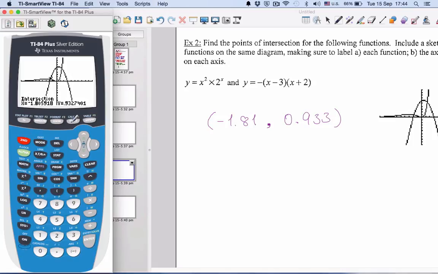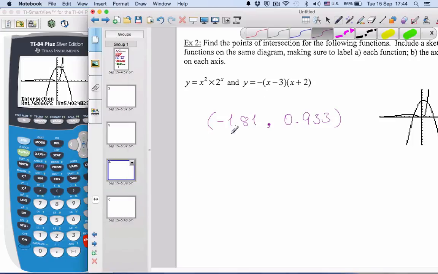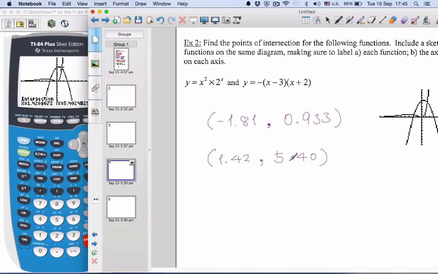And here, second, trace 5 one more time, and enter, enter. And when it asks you to guess, you move your cursor to the second point of intersection. Enter. Okay, there you go. There's my second one. 1.42, comma, 5.40. Okay, those are the intersections.